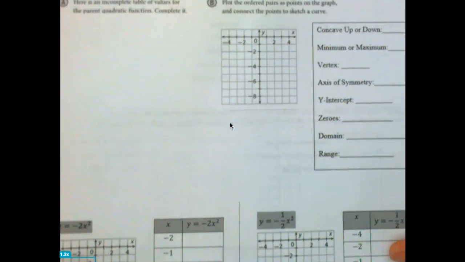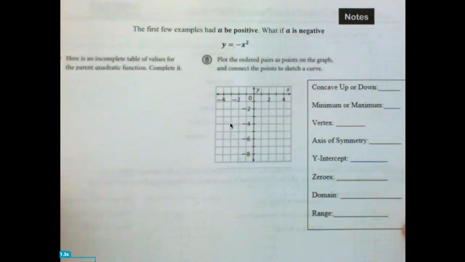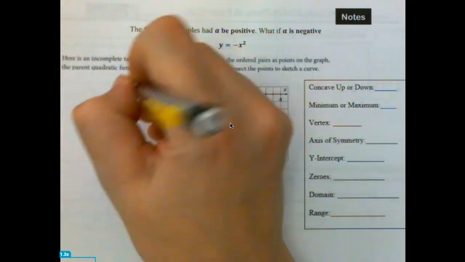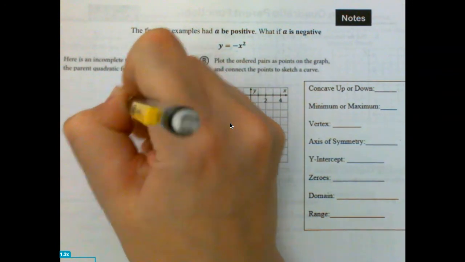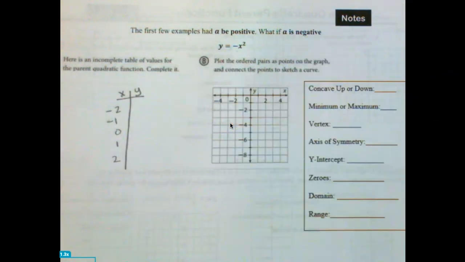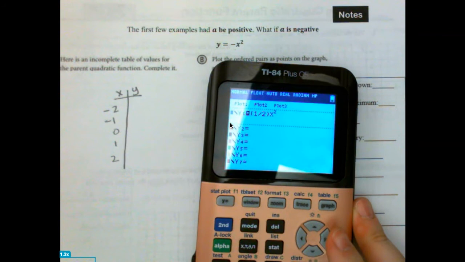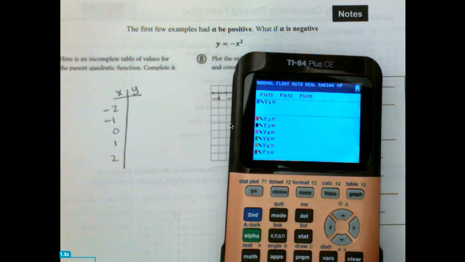Okay, so this is my last example here. And this is the negative parent function. So if A is negative, I've got a negative x squared. So I'm going to go ahead and put this in my calculator to save a little bit of time. So there's my table. And now when I put this into my calculator, let's clear out the old one. So clear this out, and I'm going to just put negative now, x squared. And when I hit graph and get the picture, all of a sudden now, what's my parabola doing? It's going down. So when A is negative, my graph is going to go down.